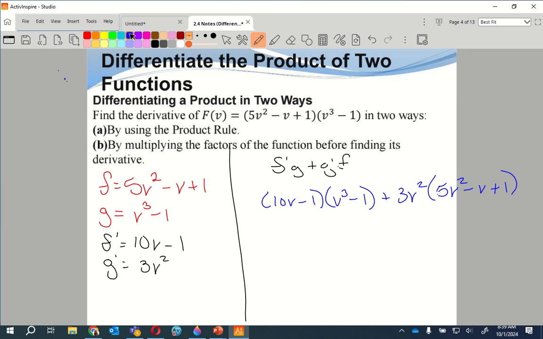Go ahead and distribute them together so I can combine like terms. This one over here, I'm going to get 10v to the fourth minus 10v minus v cubed plus 1. Over here, as I distribute, I get plus 15v to the fourth minus 3v cubed and plus 3v squared.